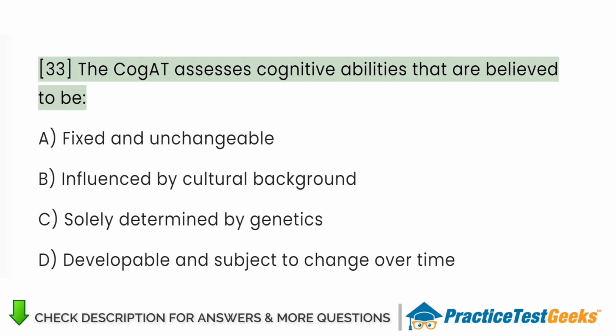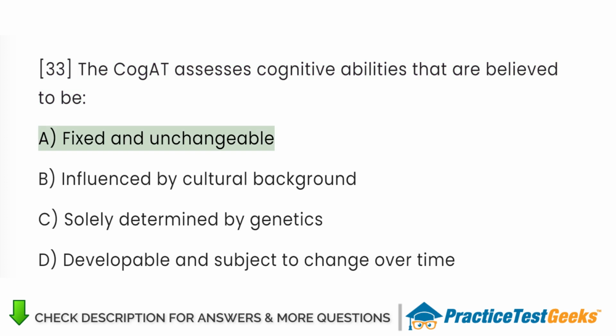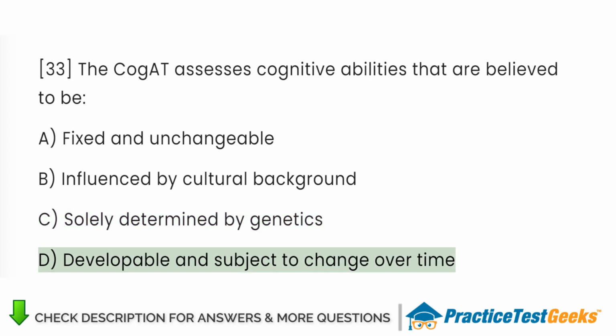The CogAT assesses cognitive abilities that are believed to be A. Fixed and unchangeable. B. Influenced by cultural background. C. Solely determined by genetics. D. Developable and subject to change over time.